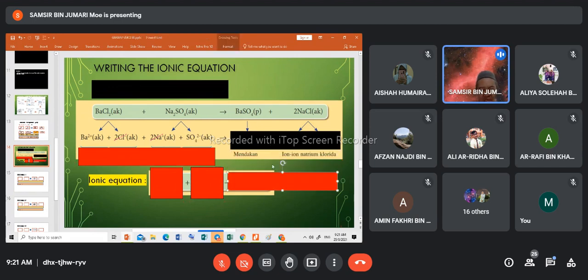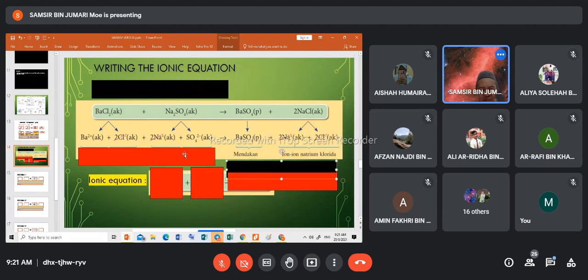Okay, yang ini, kalau kita nak, kita tengok ion-ion apa yang ada dalam ni. Okay, barium ion, chloride ion, yang ini sodium ion, sulfate ion. Yang ni pun juga kita tengok apa dia, ni barium ion dan sulfate ion. Ini pun sodium ion dan chloride ion.